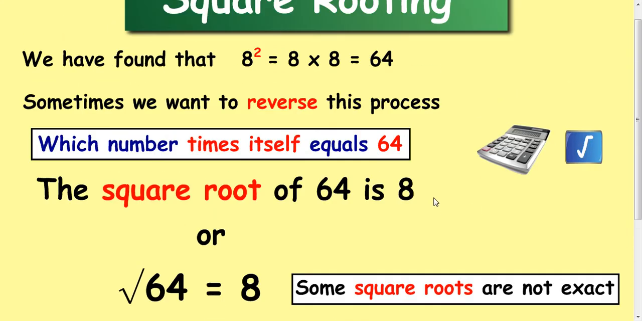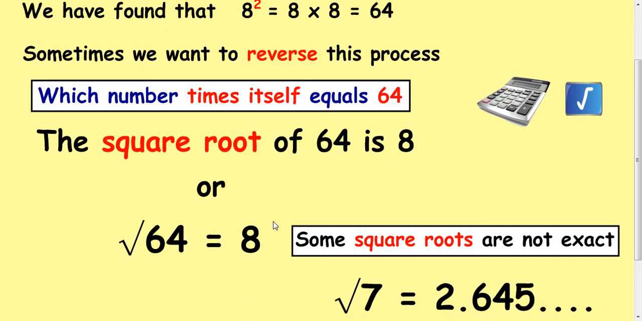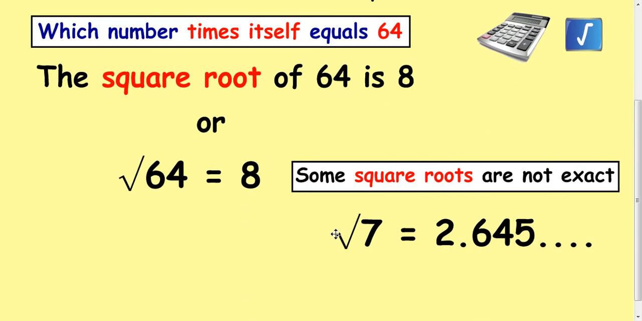So the square root of 100 would be 10, square root of 81 would be 9, the square root of 49 would be 7, the square root of 16 would be 4, and so on. The square root of 4 would be 2. What number multiplied by itself equals that number? Some square roots do not give exact values. Anything that's not a square number, for example, something like the square root of 7, we'll talk about that later, not at this point in time.